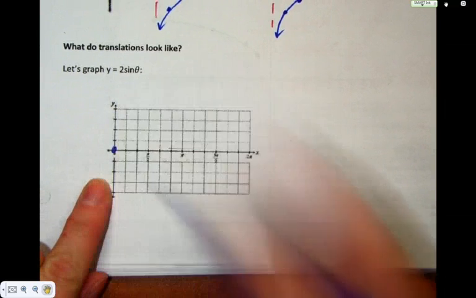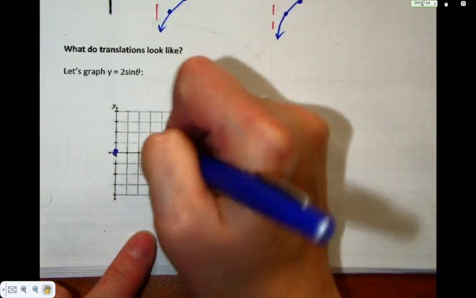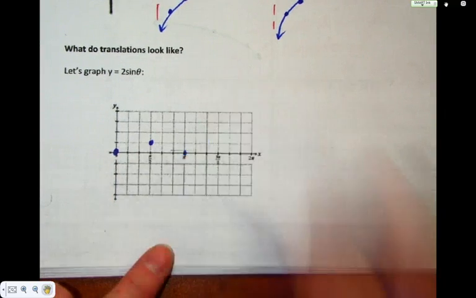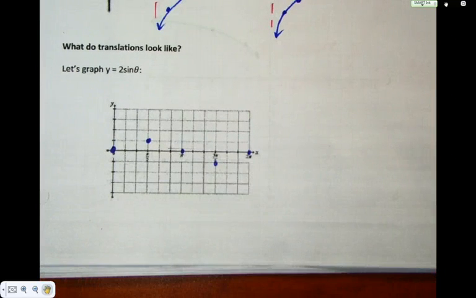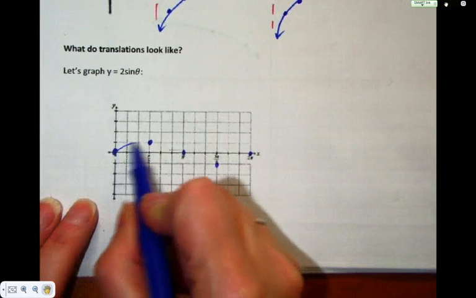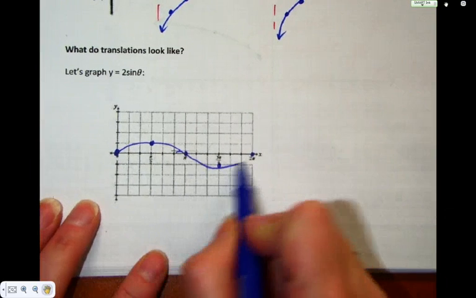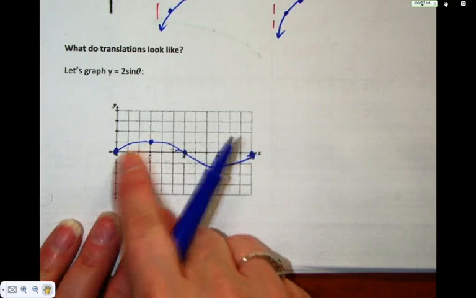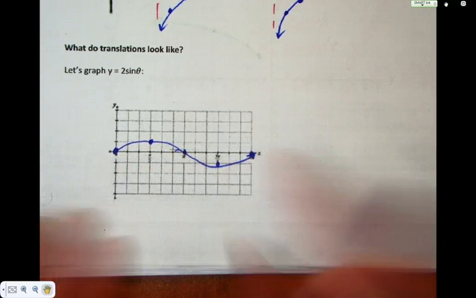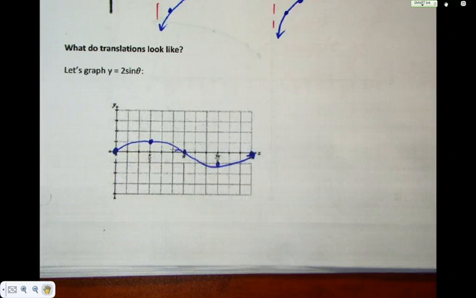Starts at 0, goes up 1, goes back to 0, goes down 1, and goes back to 0. These are always nice curves. They're not straight lines. I just estimated in there, right? Like I said, you don't need to do all the pi on families because you know where they're going to be.